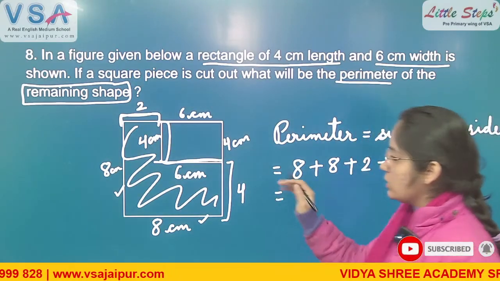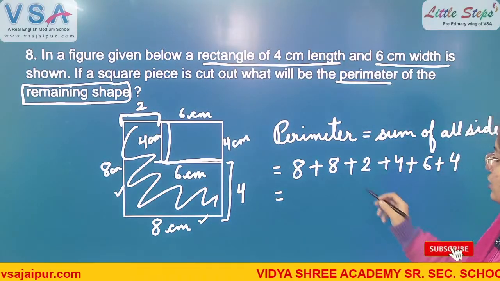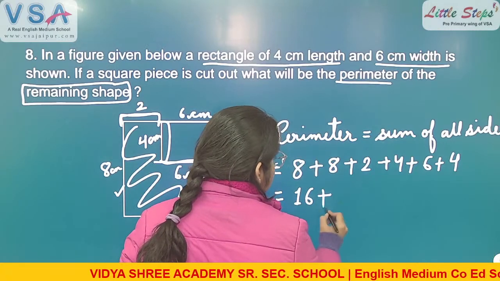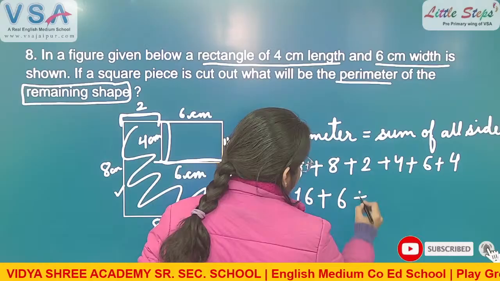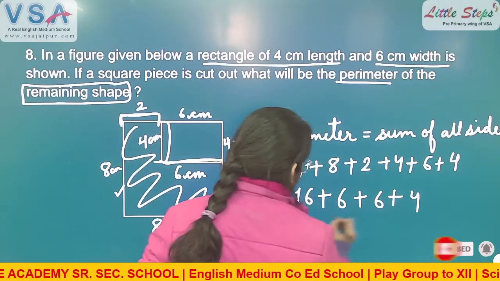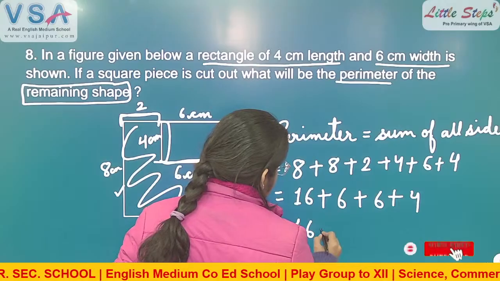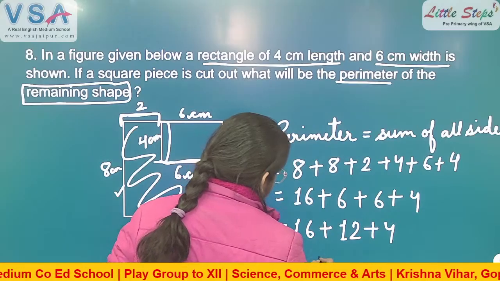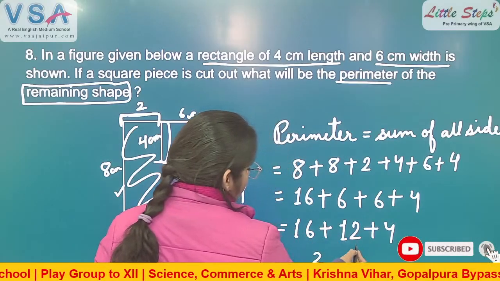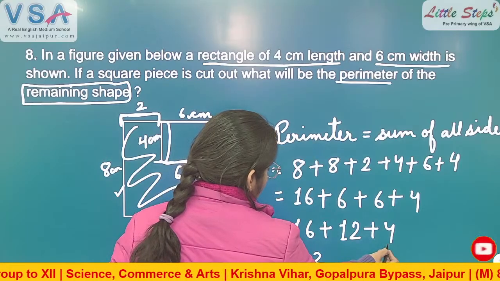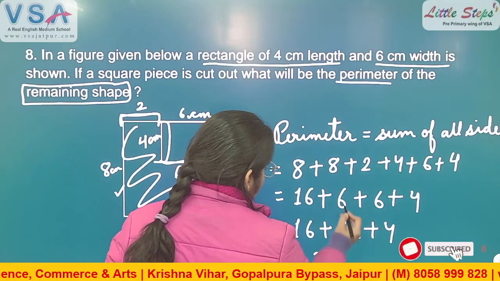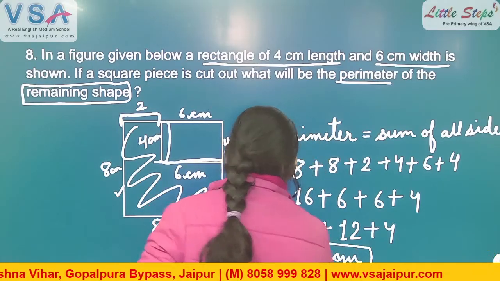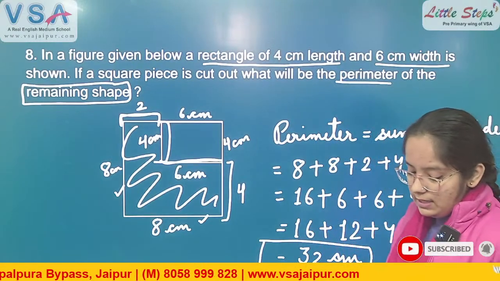Now we have the perimeter of the remaining shape, right? So it is 8 plus 8, that is 16, plus 2 plus 4, 6 plus 6 plus 4. Now what do we have here? 16 plus 12 plus 4. We can add it. 6 plus 2, 8 plus 4, 12, 1 carry, 1 and 2 is 3. 32 centimeter. The answer is 32 centimeter is the perimeter. Am I clear?